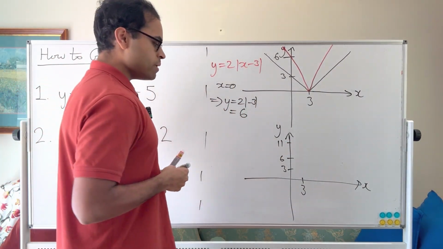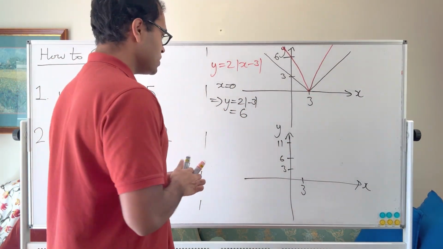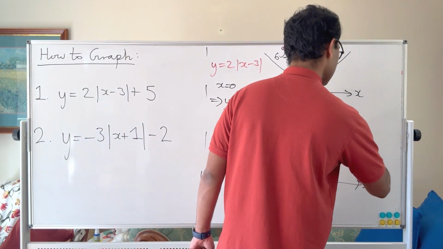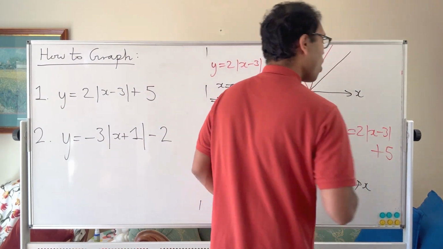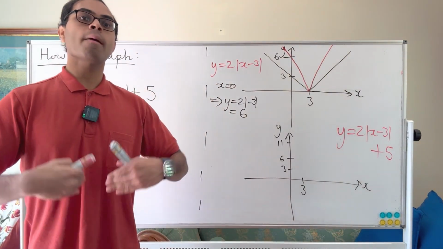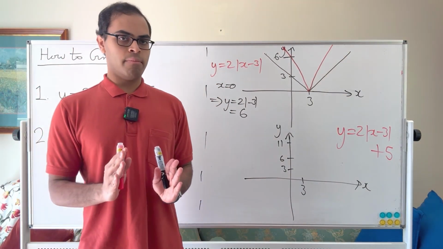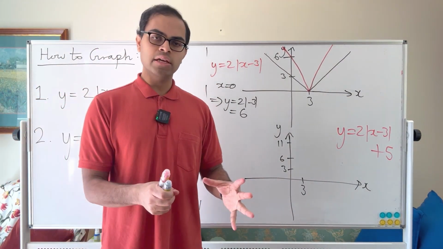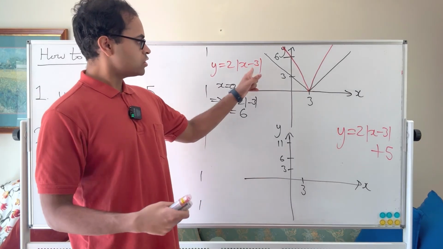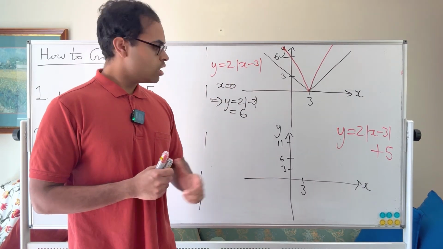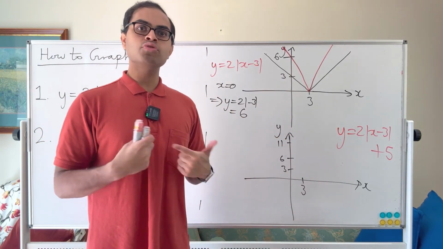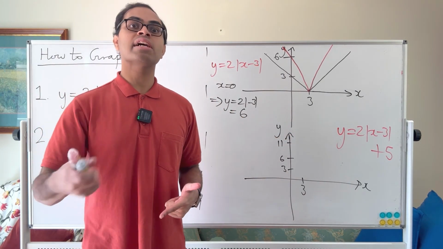Now, what's going to happen is when we add the 5, when we take y equals 2 times the absolute value of x minus 3 plus 5, all the y values are going to go up by 5 units. The x values are the same, right? So if you take an x value, its y value for the top graph was 2 times absolute value of x minus 3. Its y value from the bottom graph is 2 times absolute value of x minus 3 plus 5.